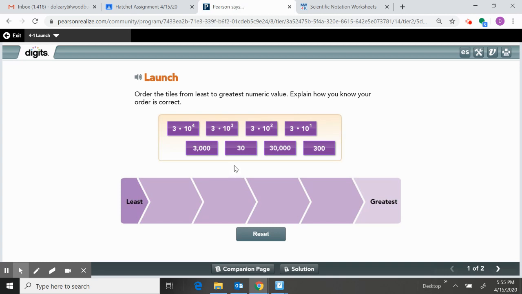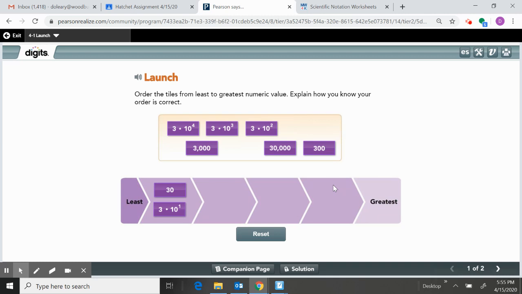I'm going to let you know that 30 and 3 times 10 to the first is the same thing. So 30 equals 3 times 10 to the first. And that is your smallest number out of all these choices. But these mean the same thing.